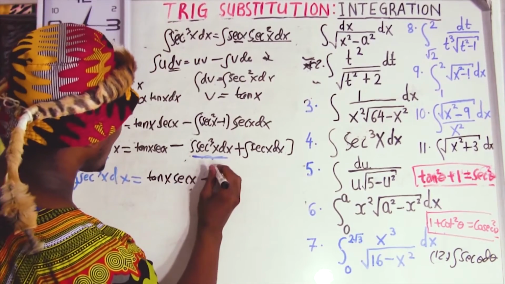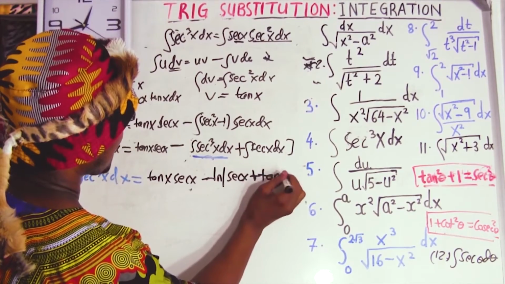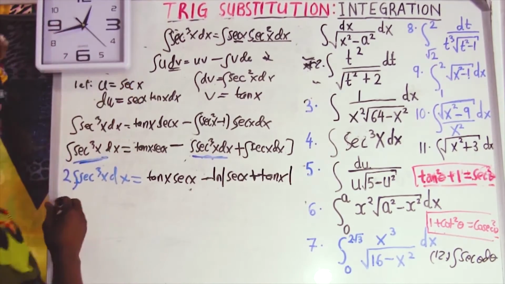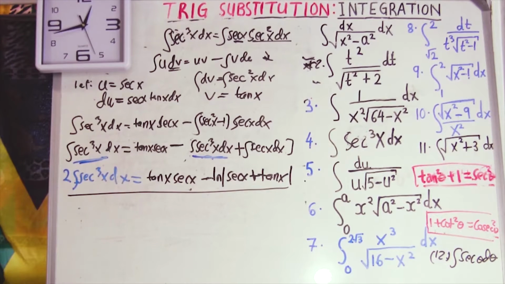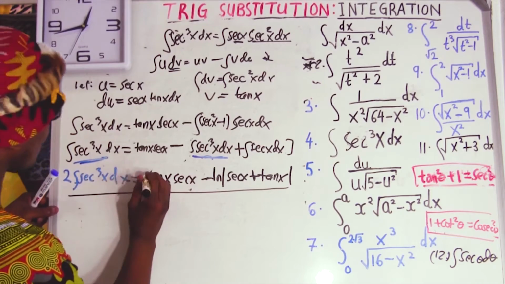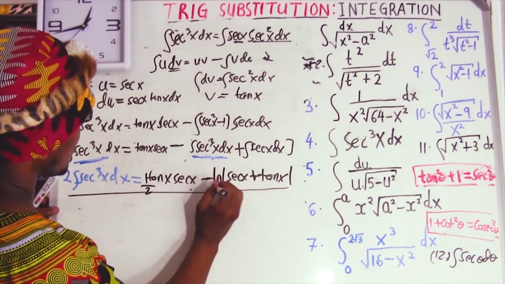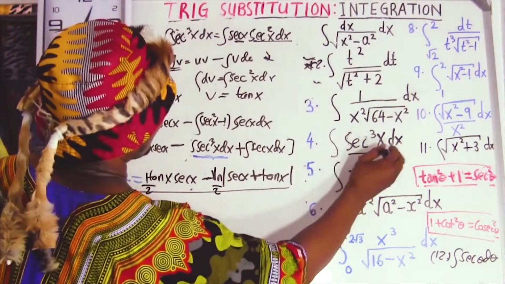But when you integrate sec, you get ln absolute sec x plus tan x. Okay, so we got this. So what we're going to do now, they don't want that. They just want to get integral of sec cube. That's what they want us to solve. They don't want 2. So divide by 2 throughout. So there's going to be 1 over 2, and all this divided by 2.